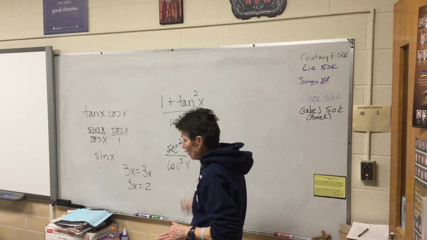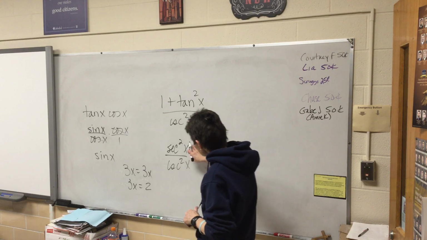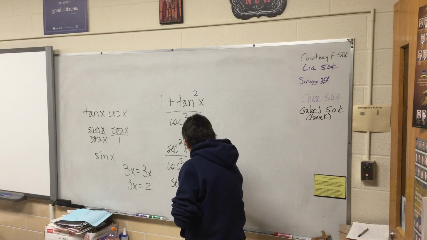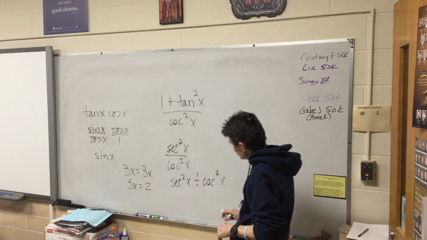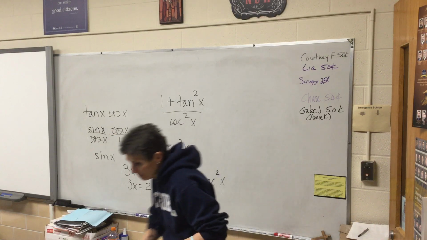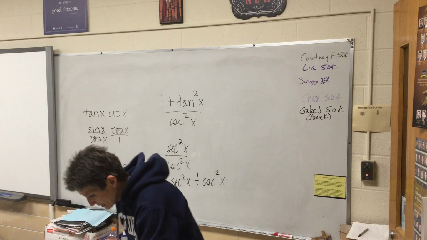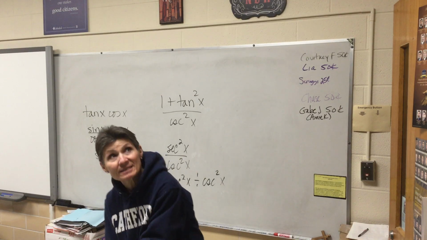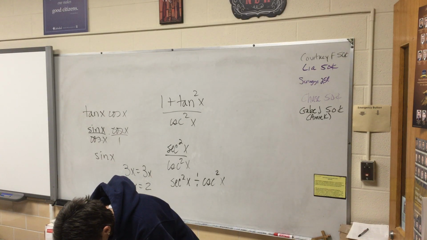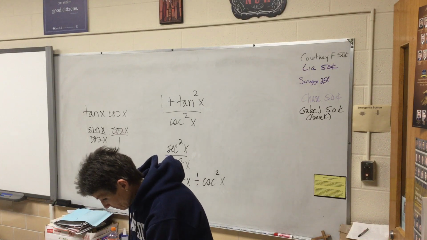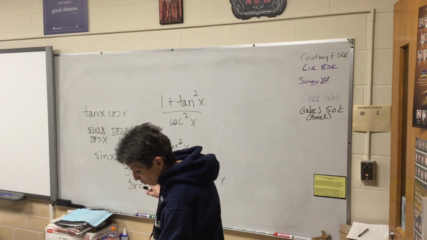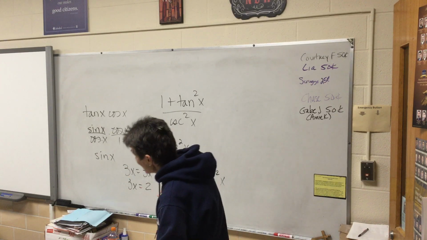Okay? Now, this says secant squared divided by cosecant squared. I'm just going to write it out longhand. Would you agree that that's what that says? Now, what is secant? What can I plug in place of secant? 1 plus tangent squared, but that's not what I mean.